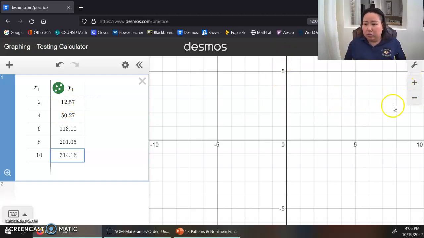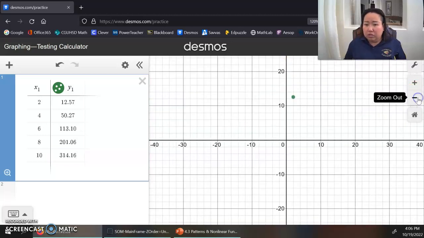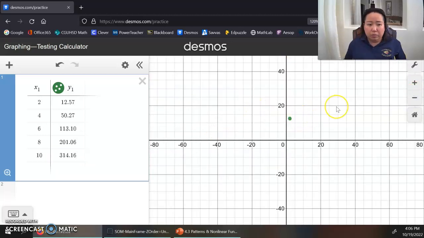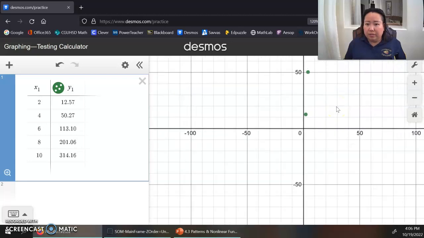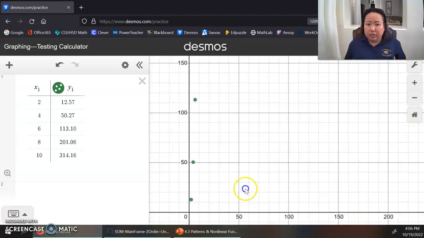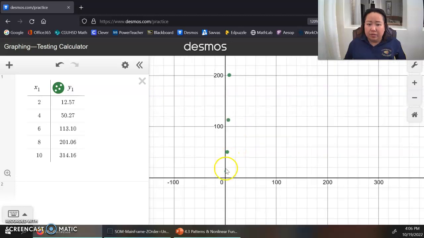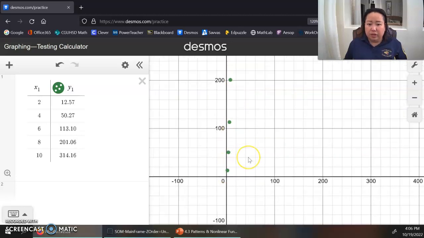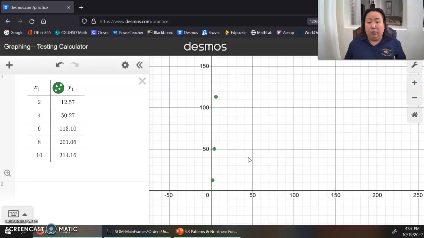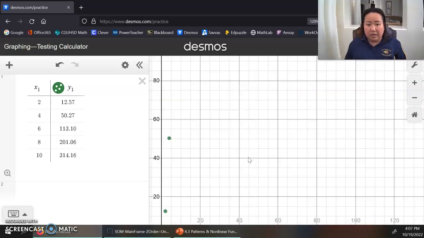So all you need to do is to zoom out. Okay, zoom out, and there's one point that we see there. There's another point that we are seeing here. Okay, and then there's that other point over there. So it pretty much looks like a line.